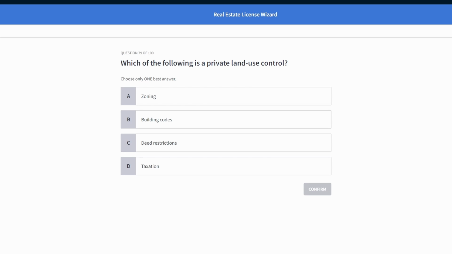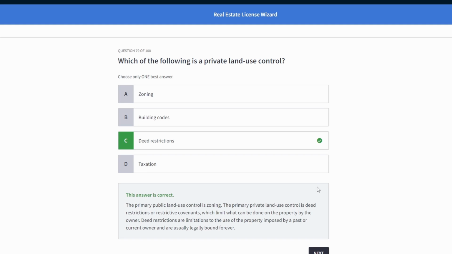Alrighty, so when you see private land use control, you know that's going to be C. That's right, deed restrictions. So the primary public land use control is zoning, which we did talk about, I believe, in the first half of this big exam in the first video. And then the private land use control is obviously deed restrictions. So there's public and then private, and you need to be able to distinguish which is which.